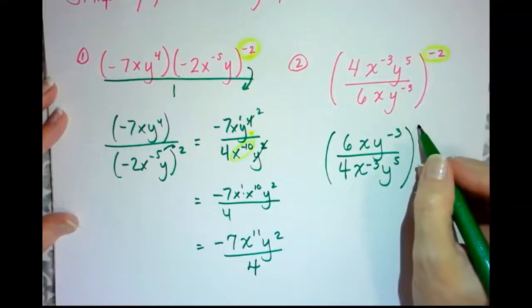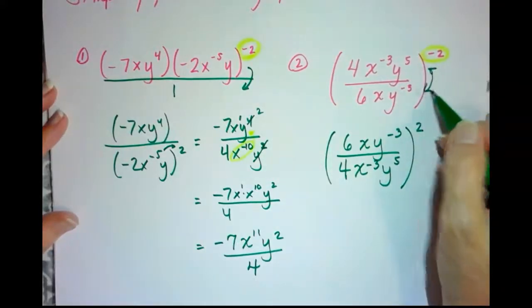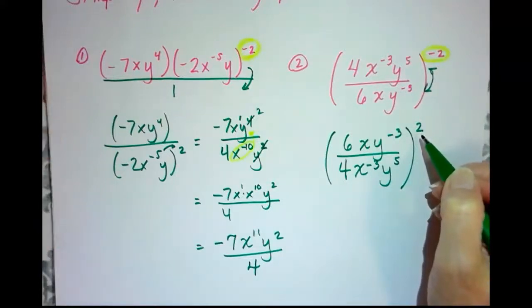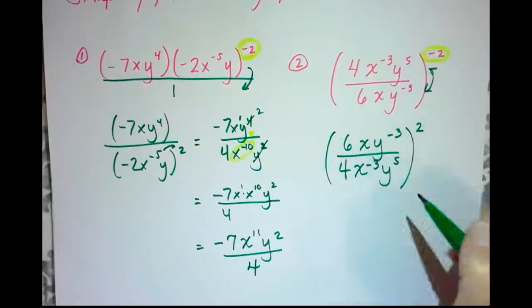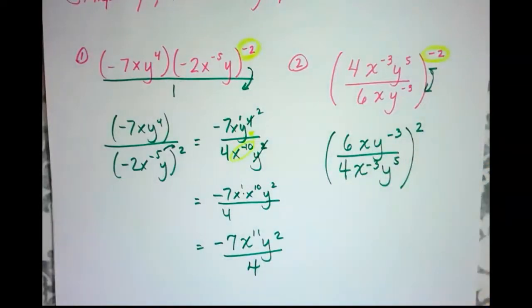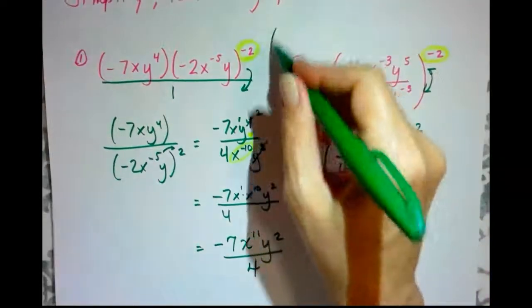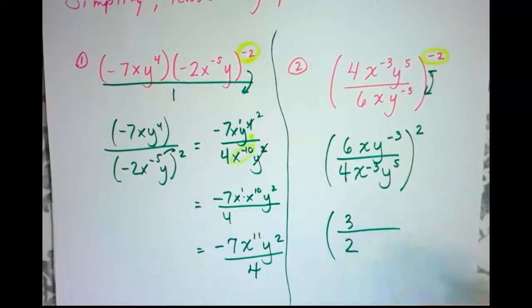Now it's all to the positive 2 power. So we flip this fraction and now our exponent outside is positive. So we can deal with this exponent or we can simplify inside. I think I'm going to simplify inside first. So easiest thing right away is the 6 and the 4. 6/4 is 3/2. No big whoop, that's done.